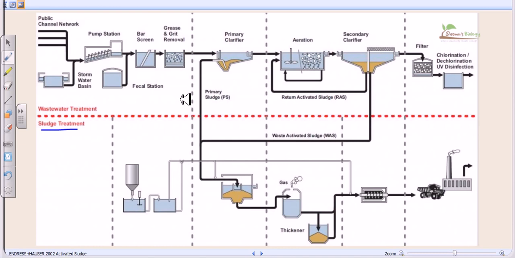So we can divide it into four parts. The liquid treatment is divided into four parts: preliminary, primary, secondary and tertiary. So this is the preliminary treatment, then the primary treatment, then secondary and then tertiary. These four types of treatments are there.